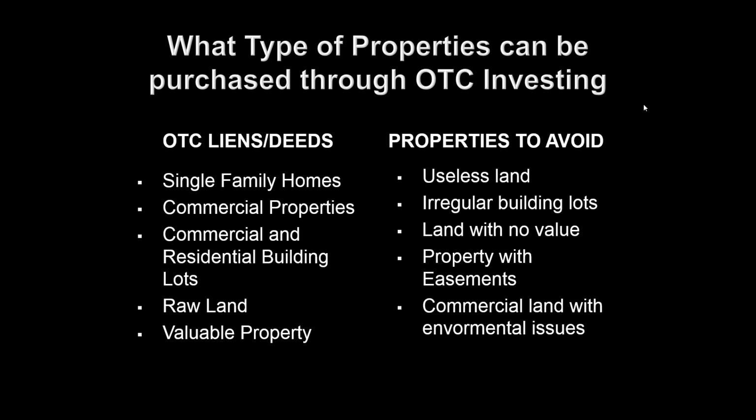if you can just eliminate useless land, there's not a lot of mistakes you can make. I mean, it's possible you can make a mistake, but that's going to eliminate 90% of the risk. Just make sure you don't invest in a piece of property that is useless. And these types of properties can include irregular building lots, land with little to no value, properties with easements, and commercial land with environmental issues, which is very, very rare.